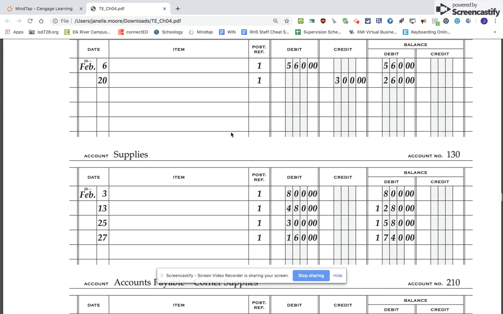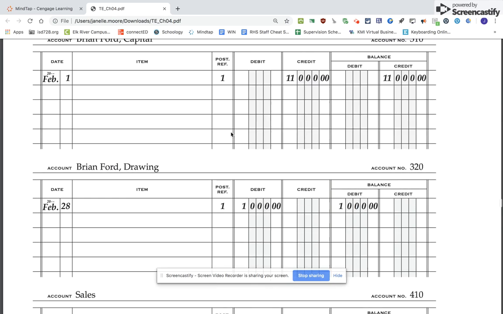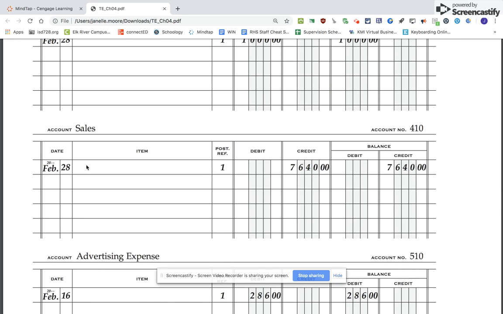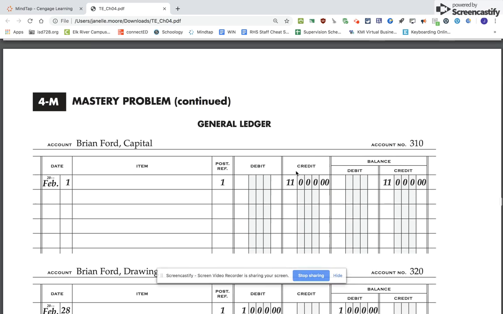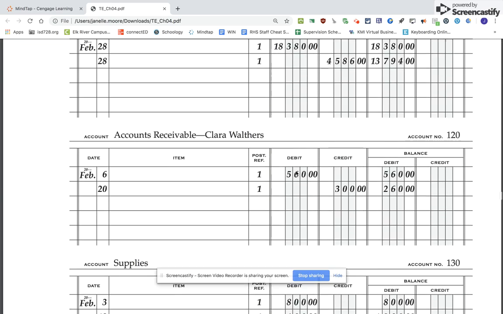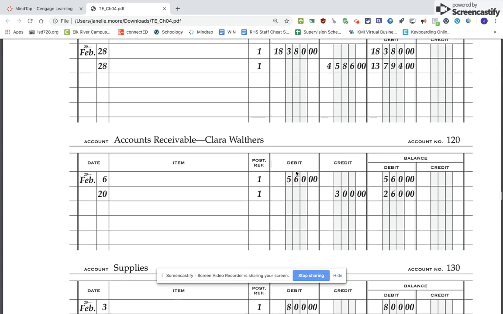The other entry for our general ledger that is posted as a total is sales. So I'm just going to scroll down to sales. There'll be just one entry on the same date, the 28th. We have a credit of $7,640. Everything else is posted individually. So how it appears in the journal will be how it comes into the ledger.